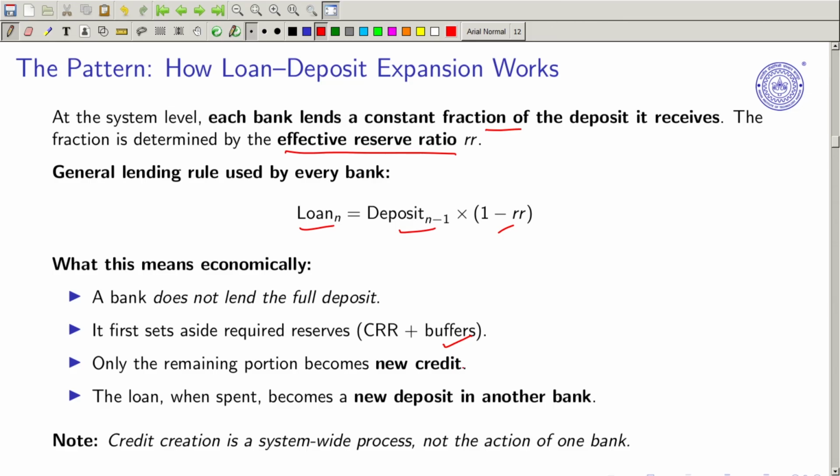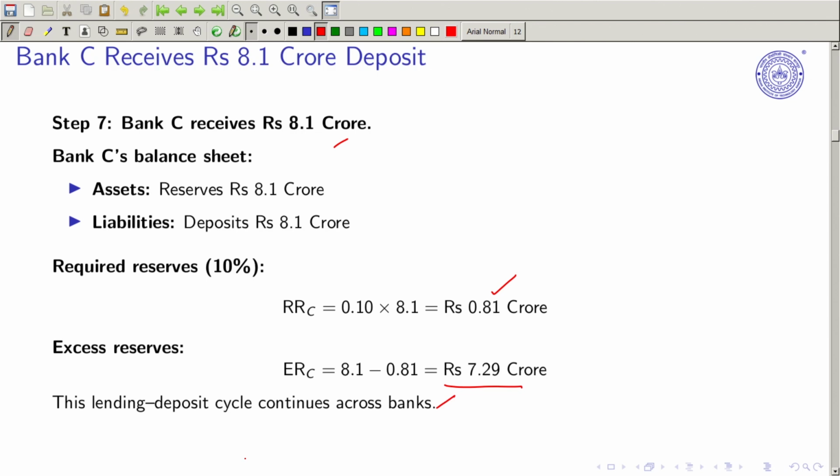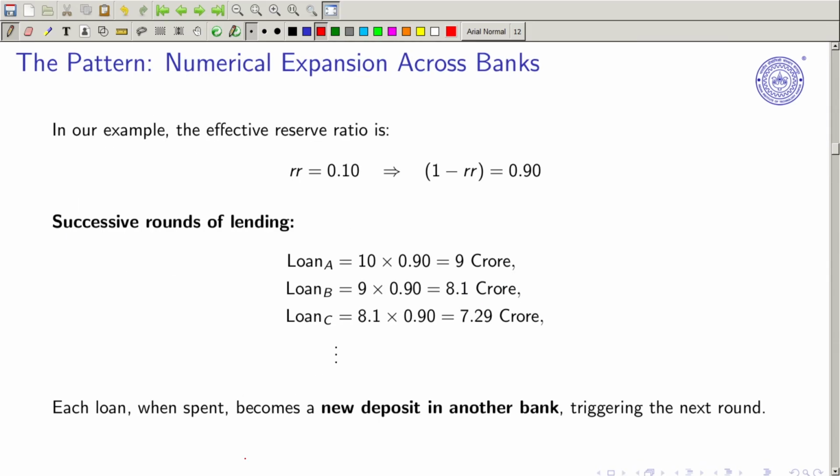The remaining portion is also becoming credit, and whatever money is moving is moving from one bank to another. This is what we call the system-wide process. You can go on adding to it. For example, 8.1 crore has been received. Suppose the bank gives 7.29 or something to a customer, and the customer deposits it in the next bank. Then it creates a further cycle of credit creation.